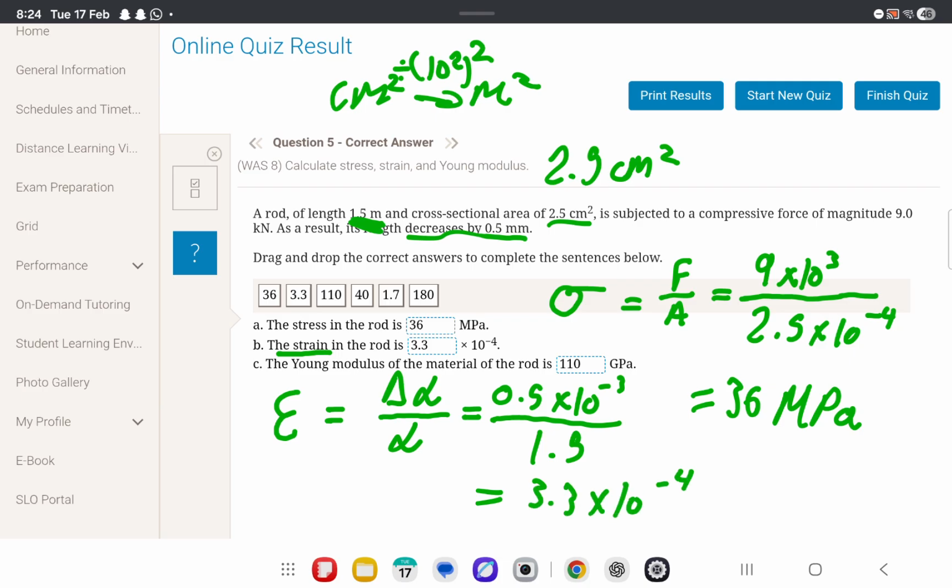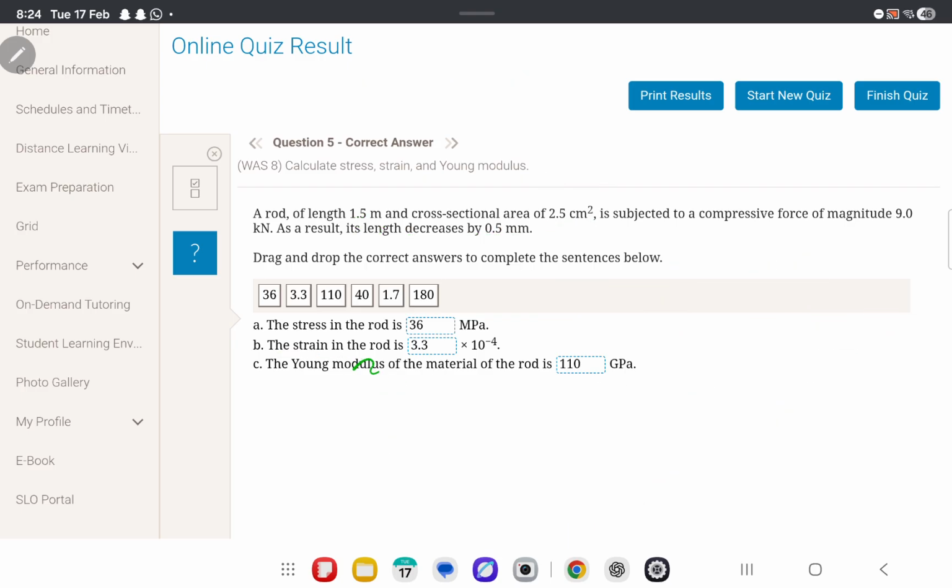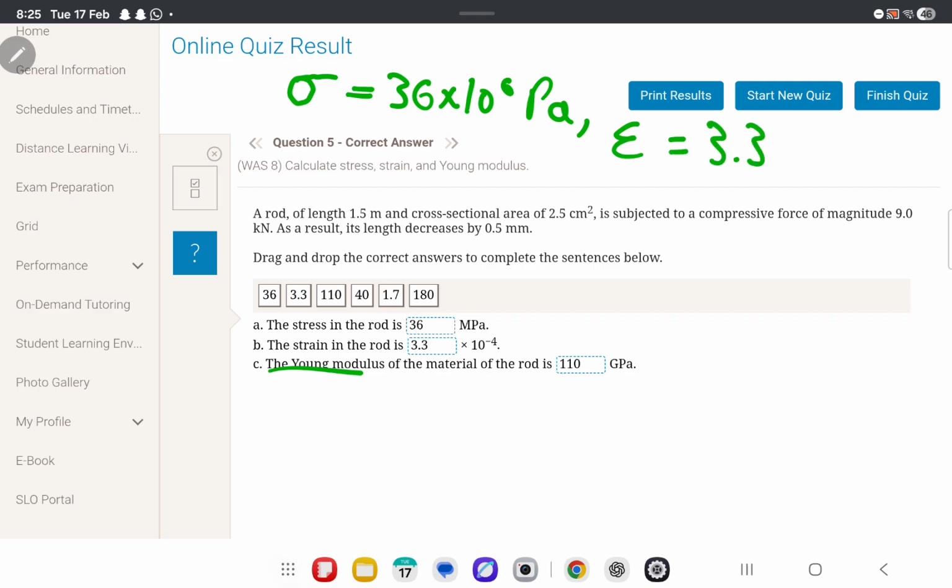Okay, now, I don't need all of this anymore, so I'm just going to erase it because now I need to find the Young modulus. First let me write what I found. I found that sigma, or stress, from now on I'm going to refer to stress as sigma because it's faster to say. 36 times 10 to the power of 6 Pascal, and my epsilon, instead of strain I'm going to say epsilon, is 3.3 times 10 to the power of minus 4. It's unitless, okay? So epsilon is unitless.